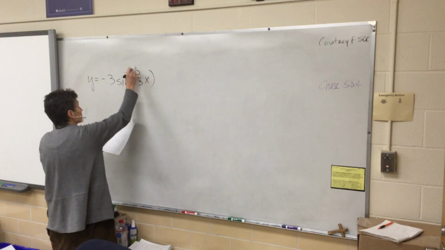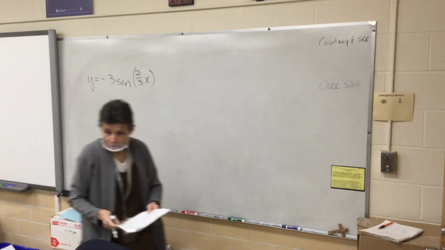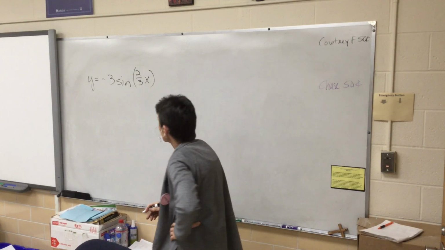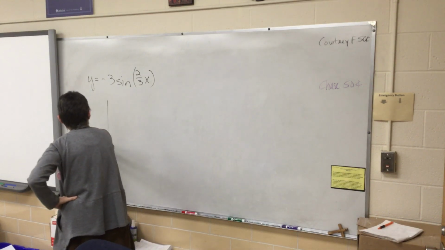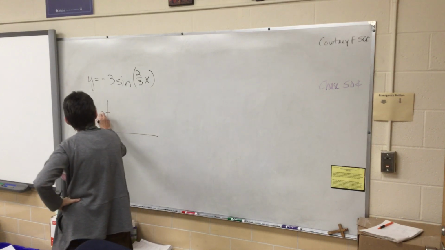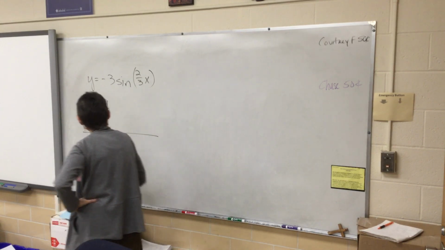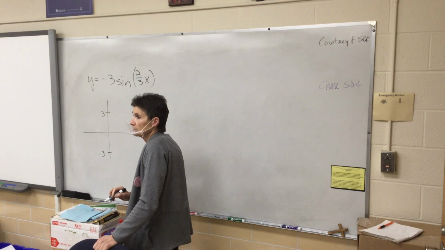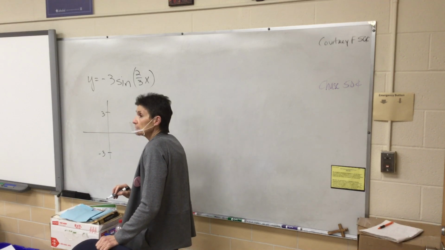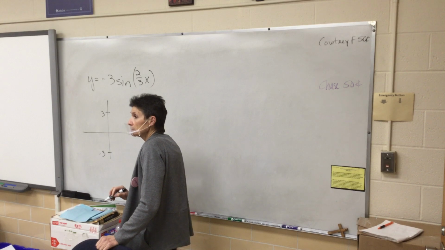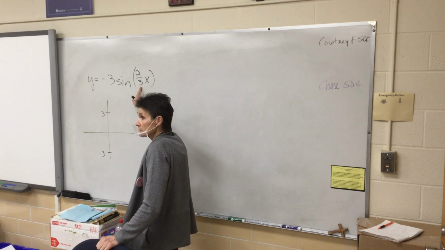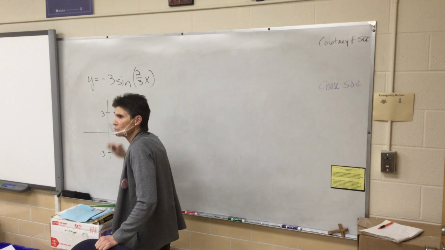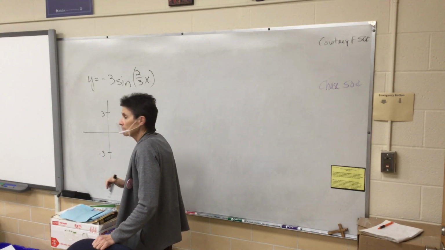Can I go through it? Yes, you can. Okay, so height is 3 and negative 3. On the vertical axis, we're going to put 3 and negative 3. Perfect. And then we're going to divide 90, 180, 270, and 360 by 2/3. Let's get our picture first. What is our picture going to look like? Our picture is going to start at the origin.